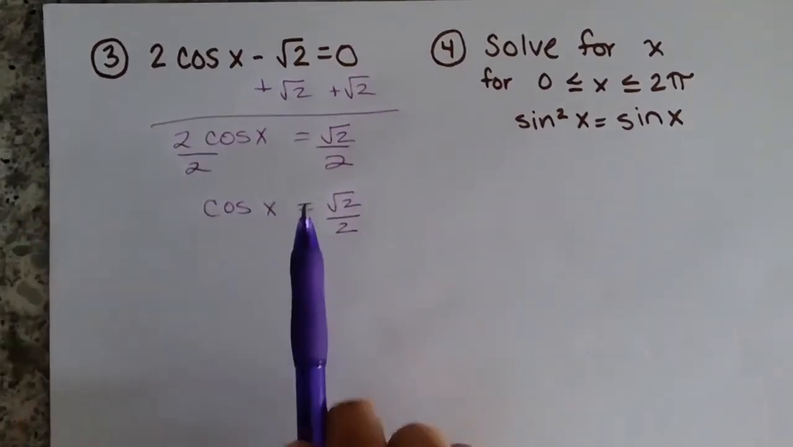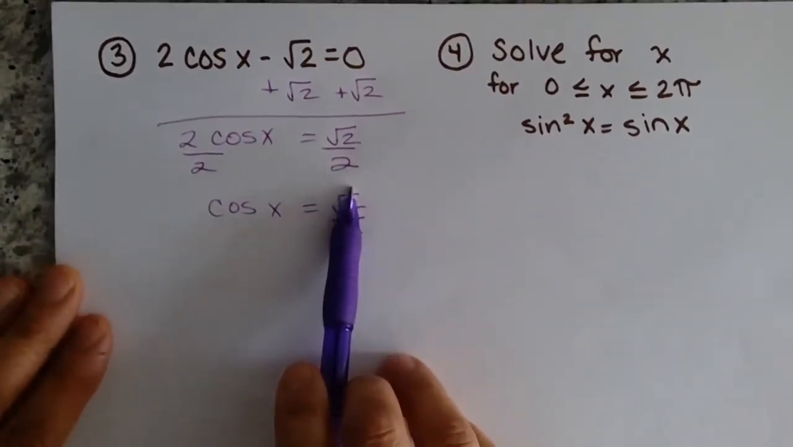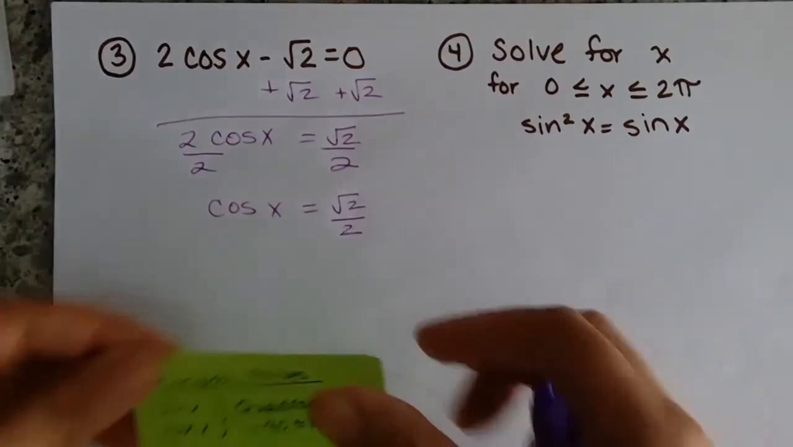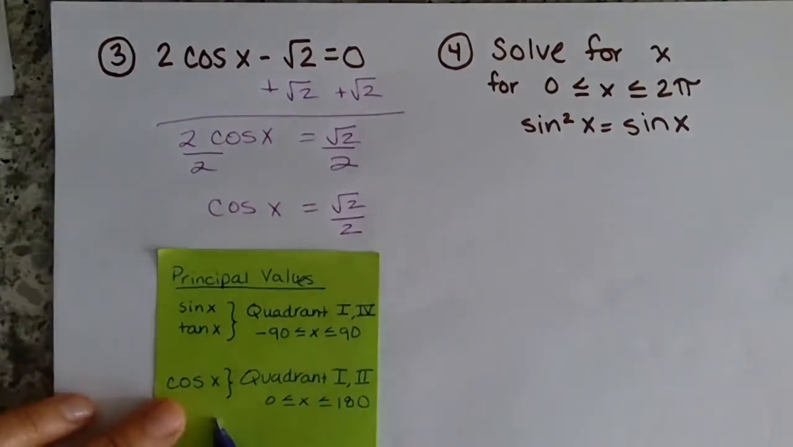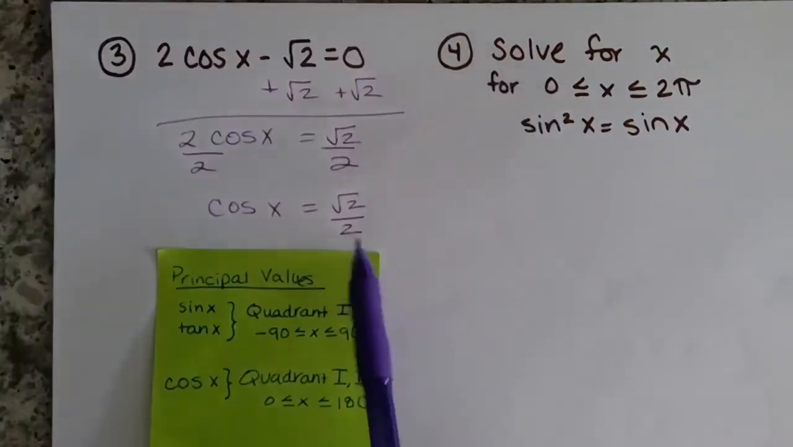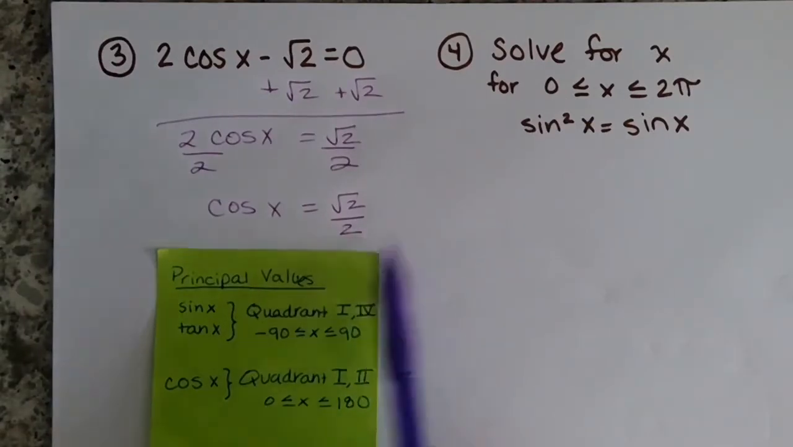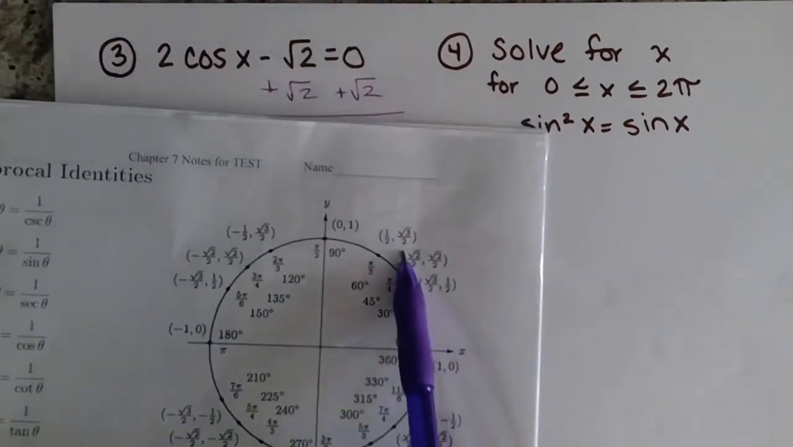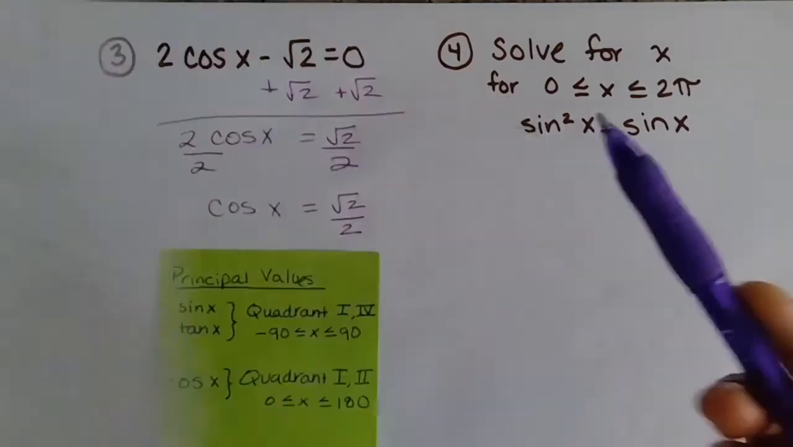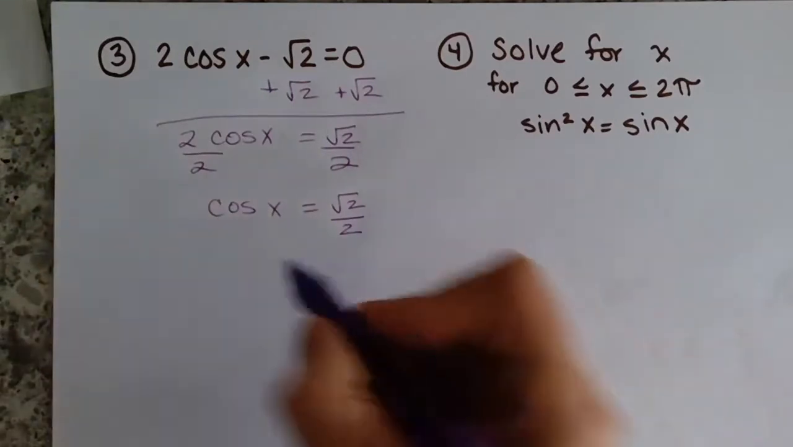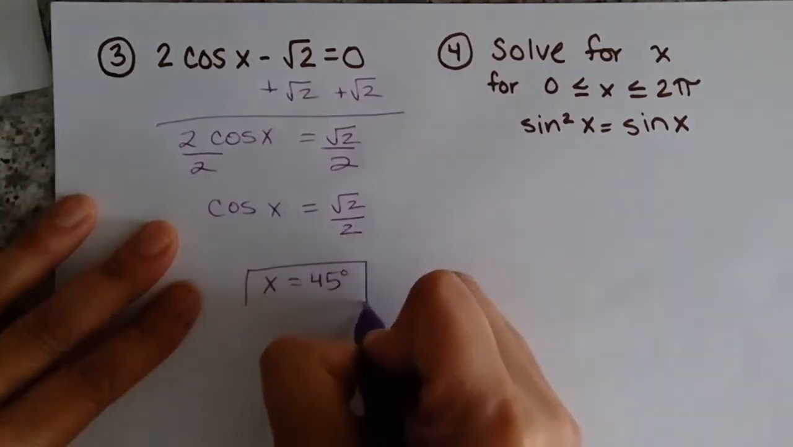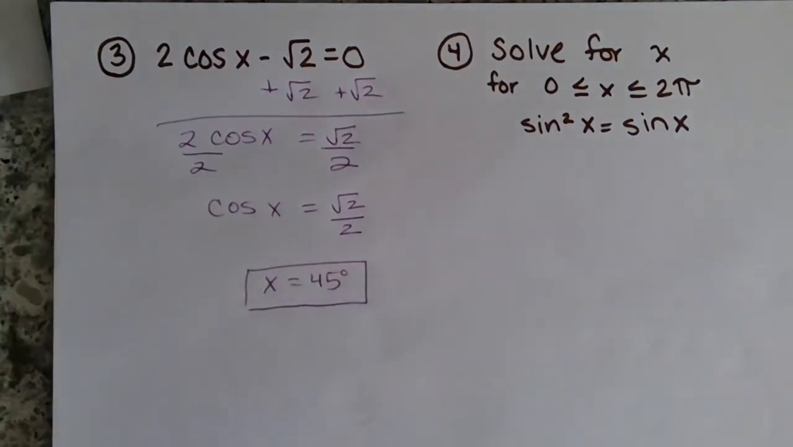And again, this was checking all the principal values and answering in degrees. So principal values for cosine is quadrants 1 and 2. So where's the cosine square root of 2 over 2? Positive. So it has to be just 45 degrees. So x is equal to 45 degrees. Great. All right, next problem.